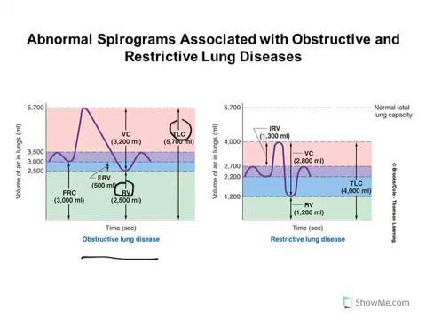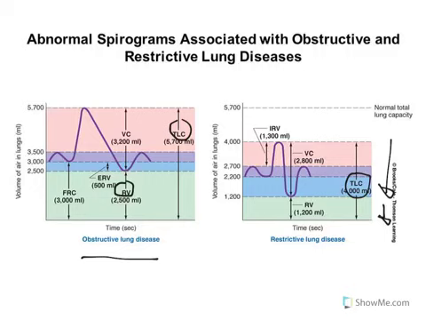So in this case here, total lung capacity has shrunk, so we have a smaller lung. Total lung capacity is less. Residual volume also will be decreased, and everything else also will be decreased.